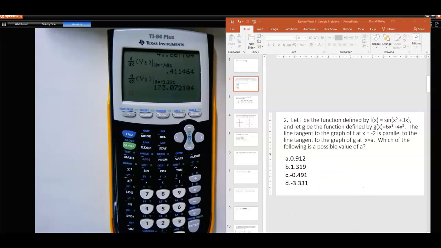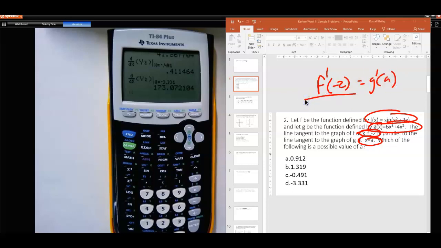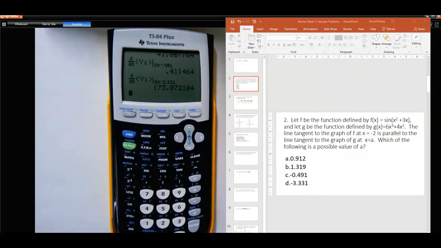So let's review the process here. I have two functions, and they each have a tangent line. I know that one of them has a tangent line at negative 2. I want to find out where the tangent line should be on the other function so that they're parallel. Parallel means they have the same slopes. So if their slopes are the same, then these two things would have to be the same. I found this on my graphing calculator, and then I plugged these into this until I found where they actually match, and that would make them have parallel slopes.